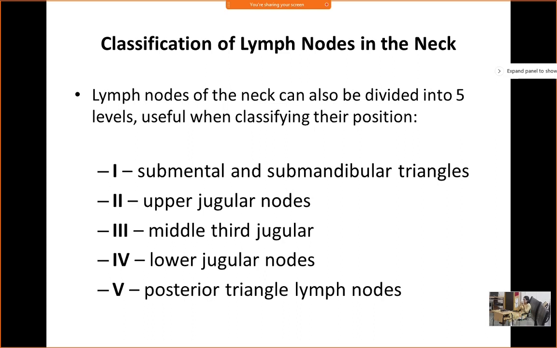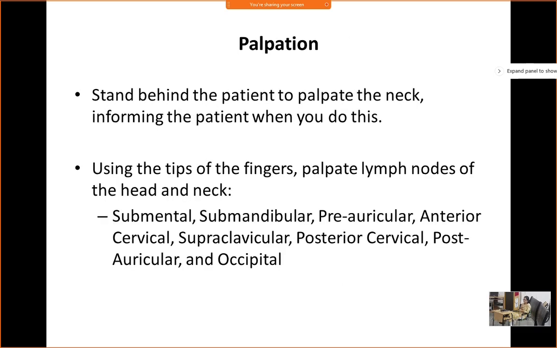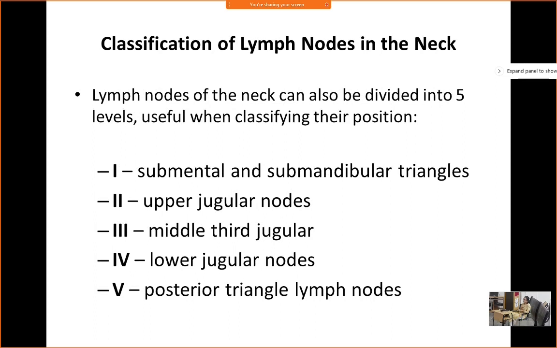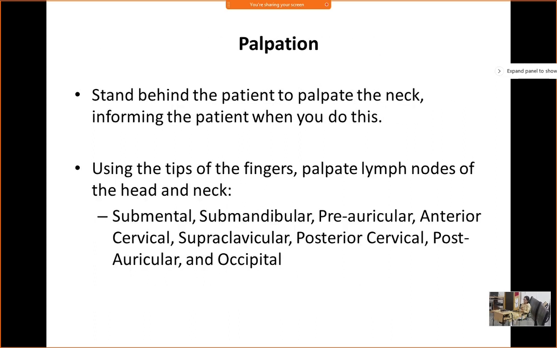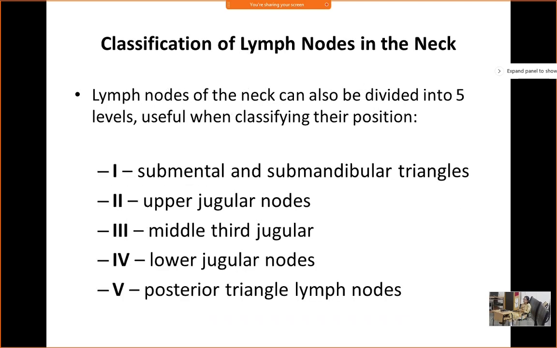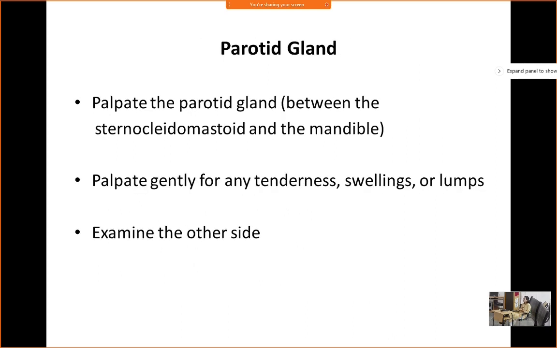Broadly, it is subclassified into 5 groups of lymph nodes, where the submental has only a single group. Submandibular, you will get on either side. So these two form level 1. Then come the upper jugular nodes, here come your preauricular and anterior cervical. These fall under level 2. Then the middle third, where come your supraclavicular and post cervical. This will be level 3. Then the post-auricular will be level 4, and then the posterior triangle lymph nodes, that means the lymph nodes situated in the posterior triangle of the neck, which includes your occipital nodes. These fall under level 5.